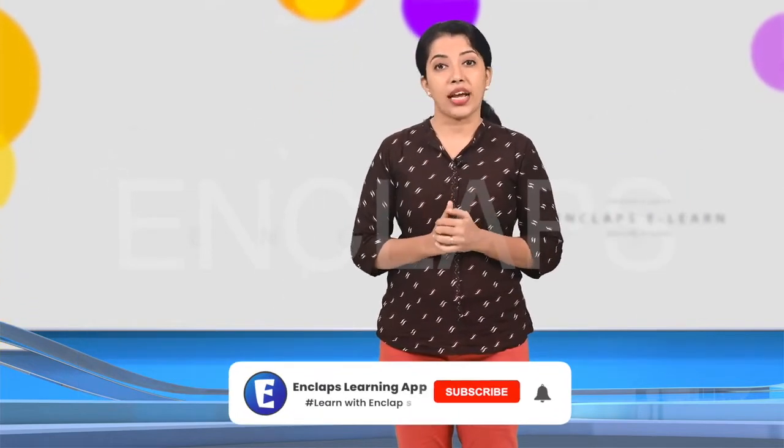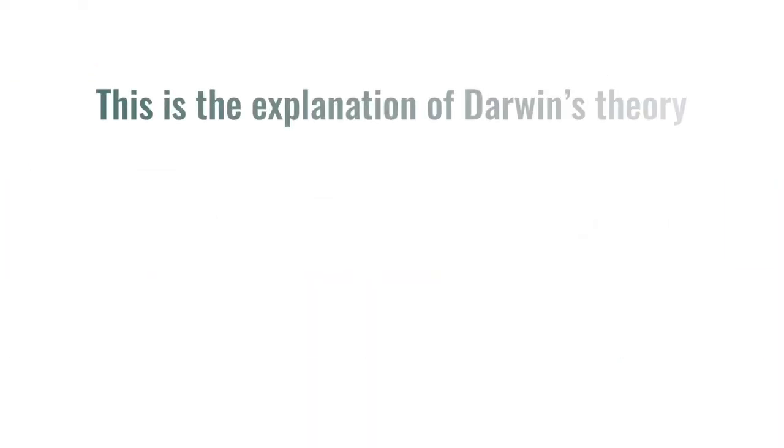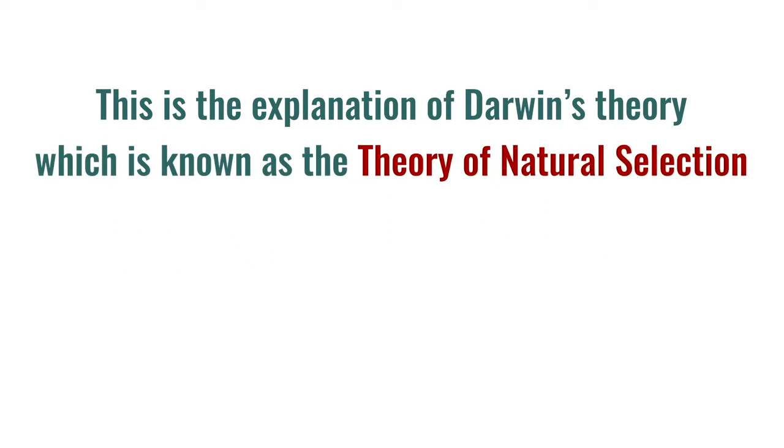Those with favorable variations survive in the struggle for existence. Others are eliminated. Variations that are inherited through generations and repeated differently help to form new species that are different from their ancestors. This type of selection done by nature led to the diversity of species that we see around us. This is the explanation of Darwin's theory, which is known as the theory of natural selection.